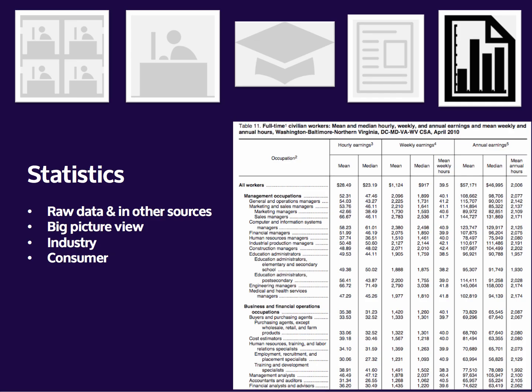Statistics are the last information type we'll look at. You may find statistics in their raw or unanalyzed form, as with the example here, but some statistics will also be found in other types of information, like books, industry reports, and articles. Because statistics, by their nature, produce a big picture view of a subject, they'll be particularly useful for thinking about industries and consumer behavior. The example on the right is a table from the U.S. Bureau of Labor Statistics showing average wages for the D.C., Baltimore, Northern Virginia area by occupation.